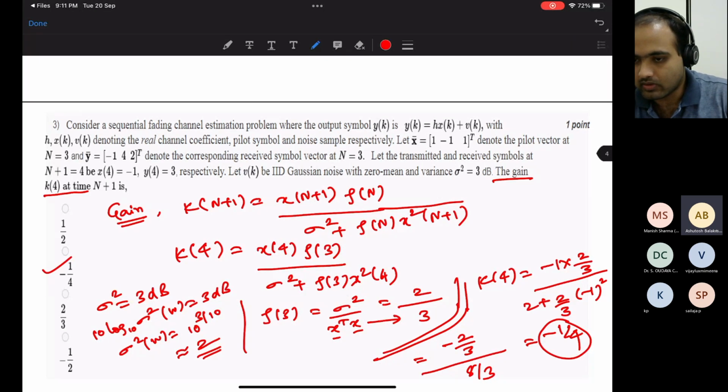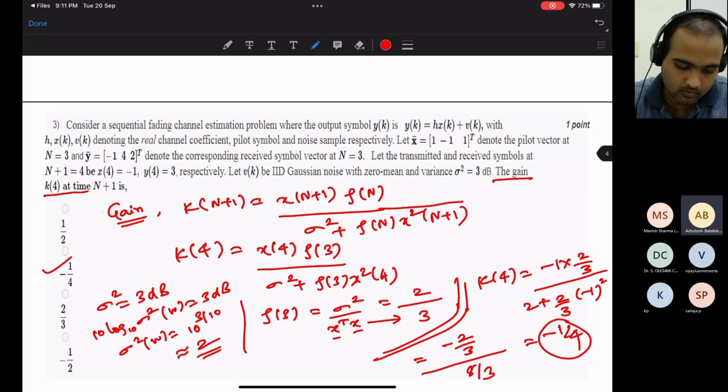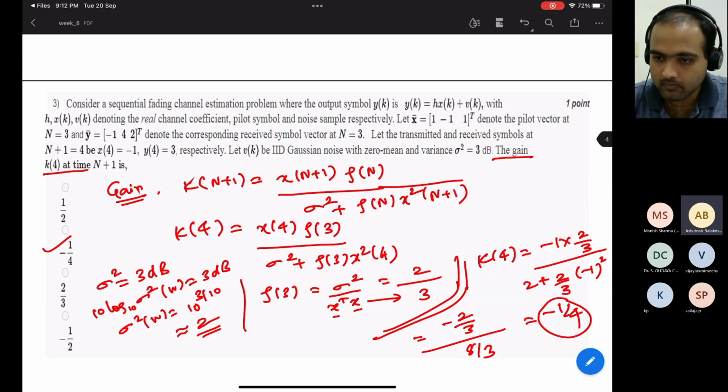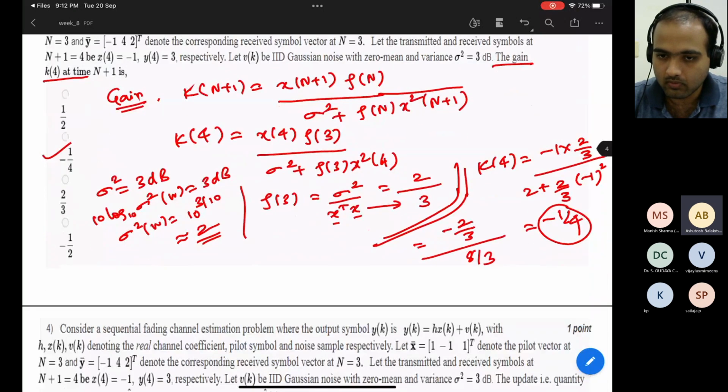Any doubts in this question? No doubt. Right.